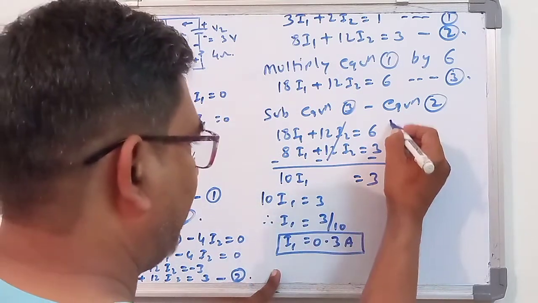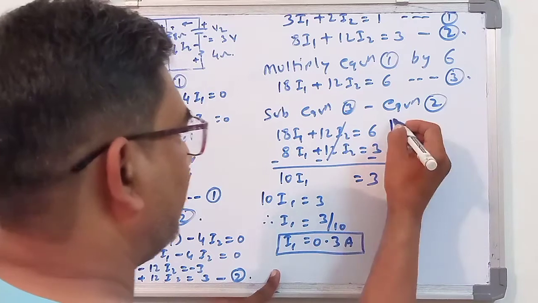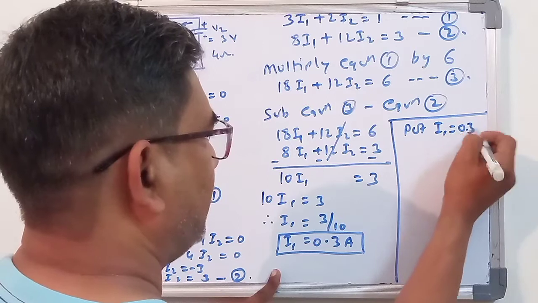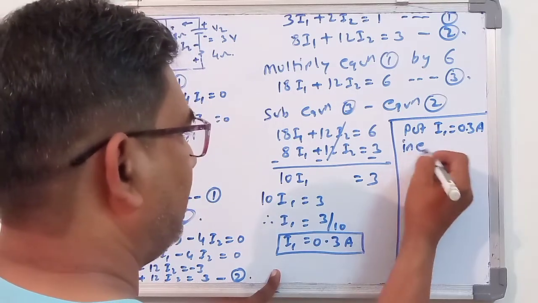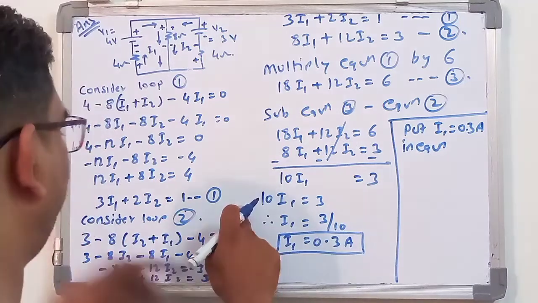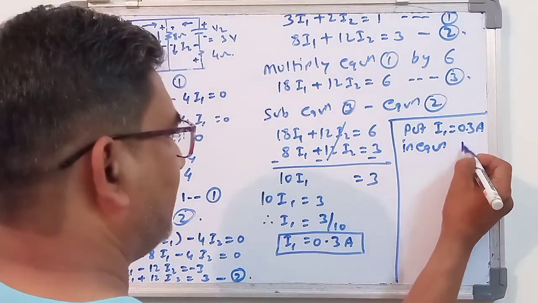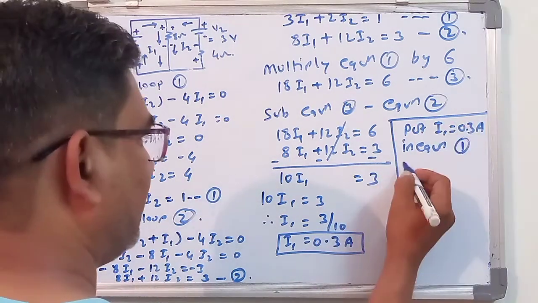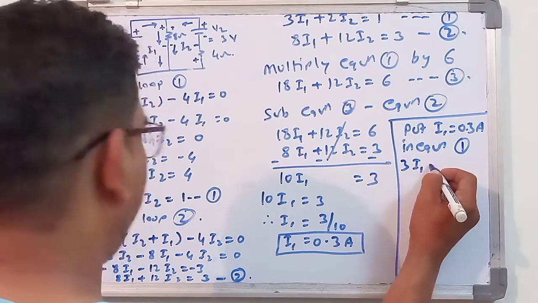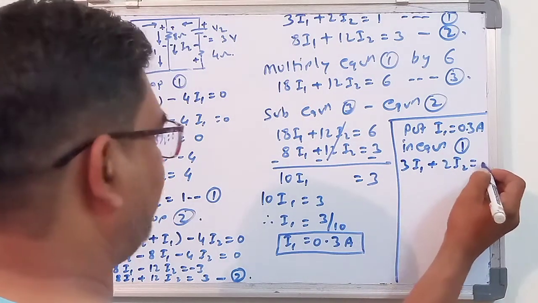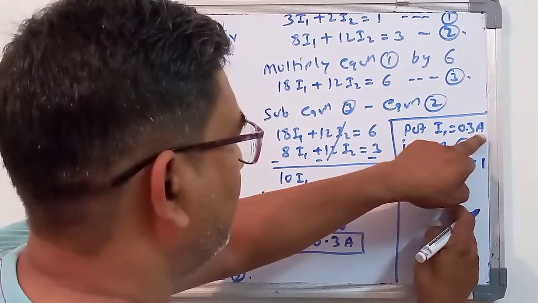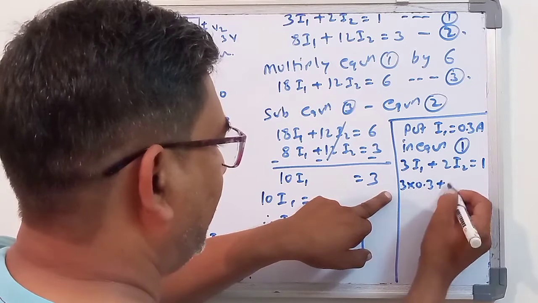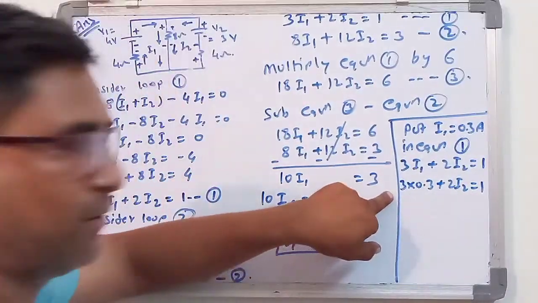Okay, so I will write down here: put I1 is equal to 0.3 ampere in any one equation. I will put it in the first equation, equation 1. Okay, I1 is equal to 0.3. So you have the equation 3I1 plus 2I2 is equal to 1. You have to put this 0.3 in this equation. So 3 into 0.3 plus 2I2 is equal to 1.